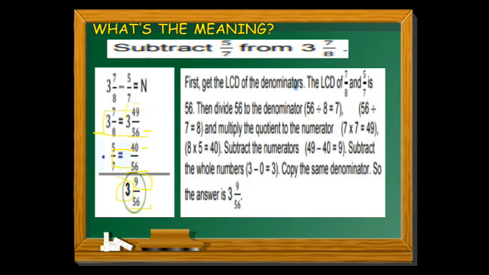And then if you find the answer now, we will just subtract. 49 minus 40 equals 9. And then copy the denominator since parehas na siya. Bring down kasi wala namang ibang number sa kabila. So 3 lang siya. The answer is 3 and 9/56. So same lang siya. Pagkakaiba lang is we will subtract the numerators. Okay? So let's have more examples here.